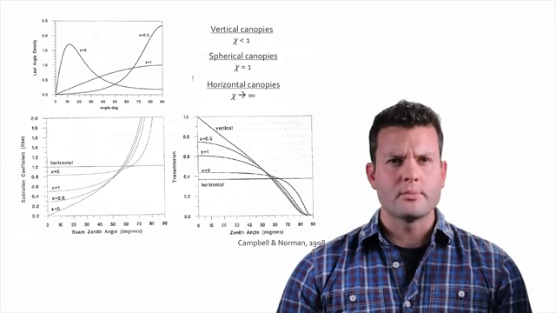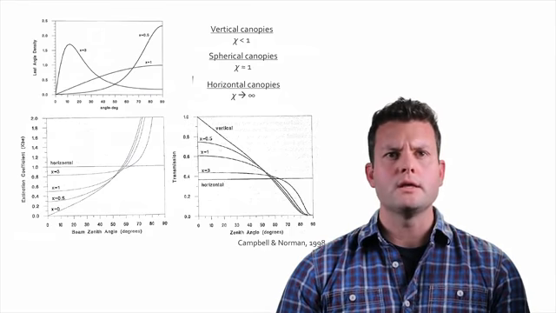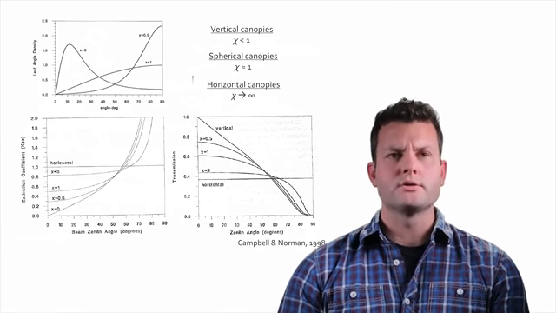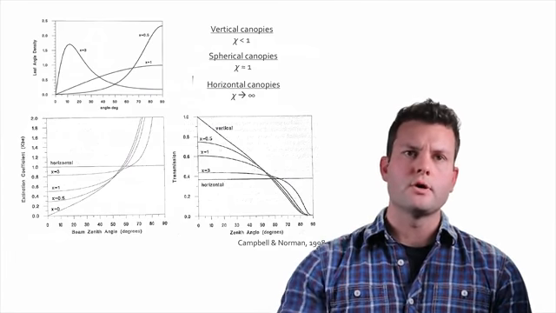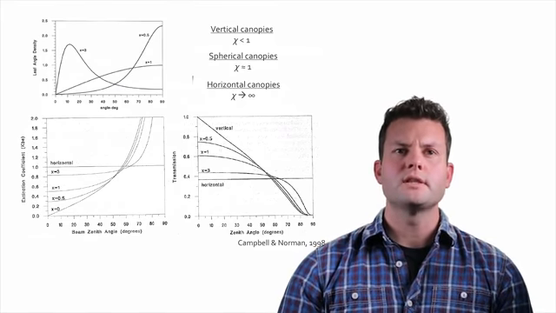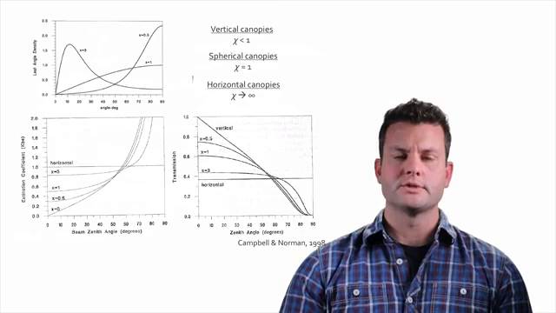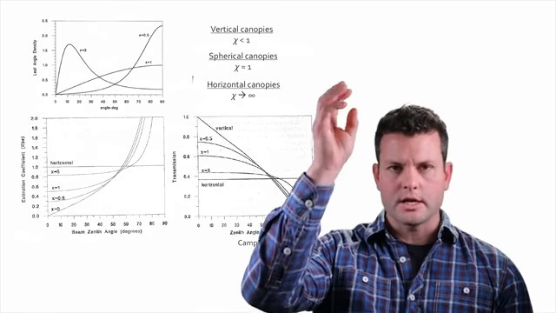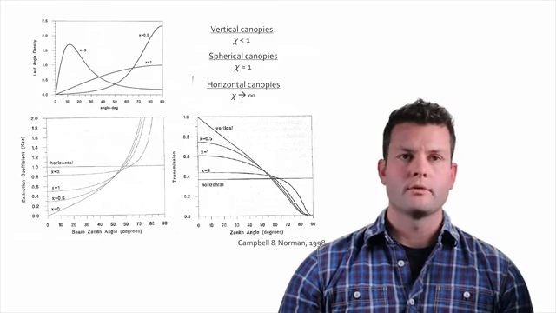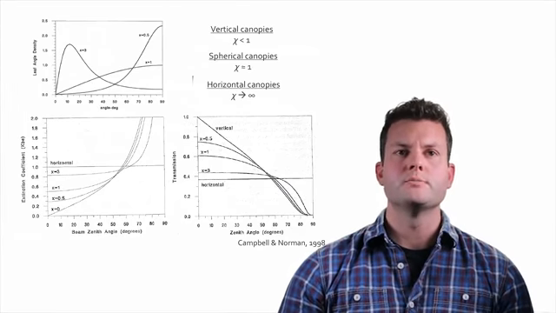For example, you can see that with chi equal to 0, so a completely vertical canopy, if chi is equal to 0 and the sun is directly overhead, so the beam zenith angle is equal to 0, you can see that the extinction coefficient is equal to 0, meaning that all the radiation is passing through the canopy. None of it is being absorbed or reflected. It's 100% transmitted.